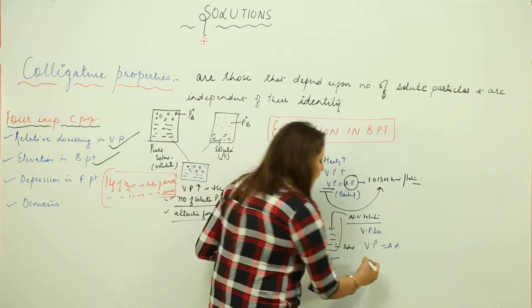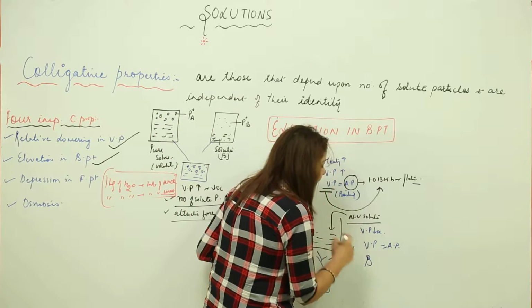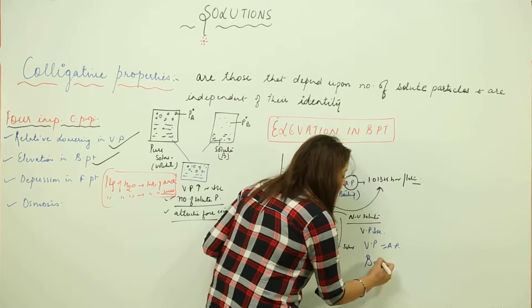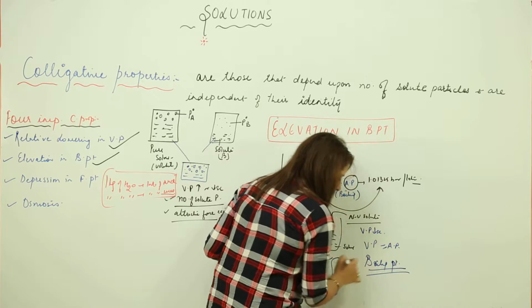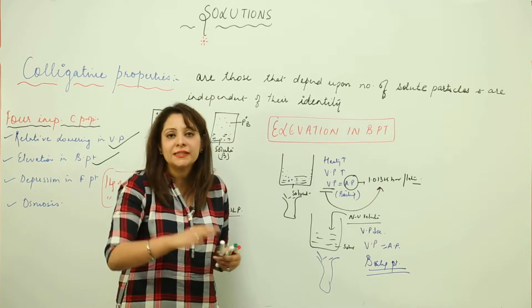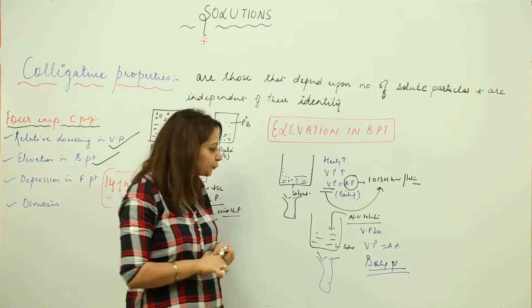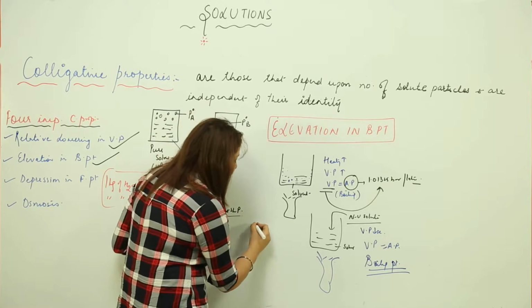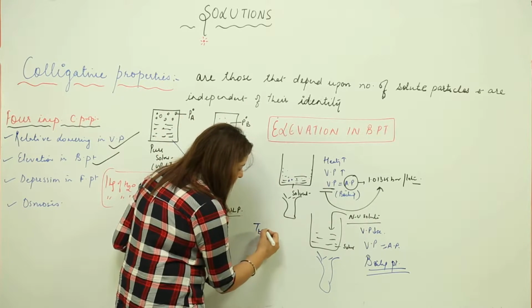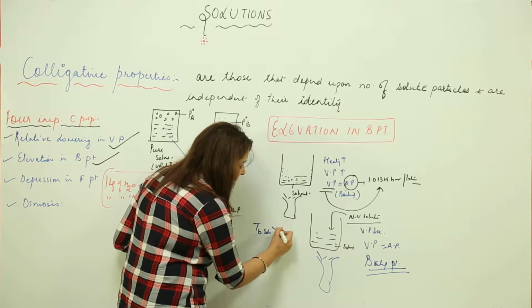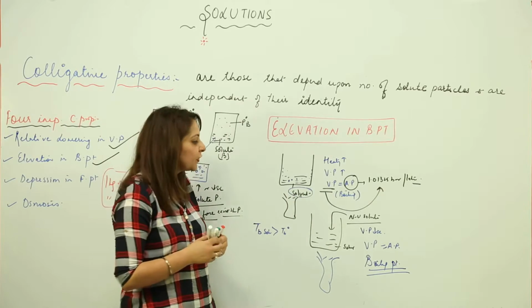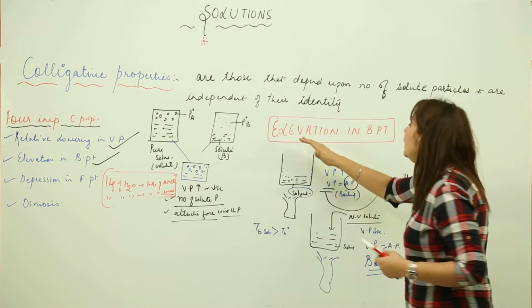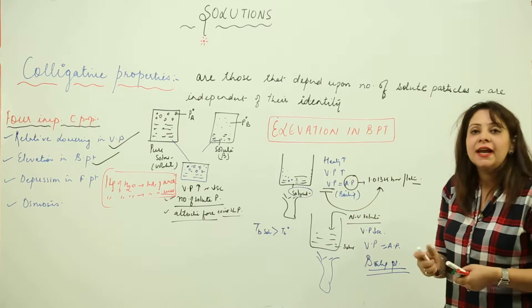So in a solution that contains a non-volatile solute, the heating has to be more. That means the boiling point will show an elevation. The boiling point will increase compared to the normal one. The boiling point of the solution is higher than that of the pure solvent. So there exists an elevation in boiling point.